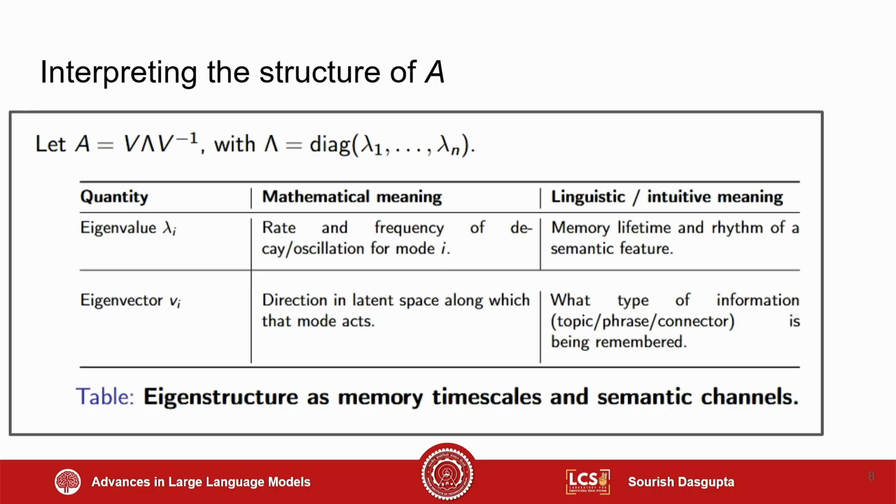So each aspect is an eigenvector, and the corresponding intensity, or how that actually evolves over time, would be the flux in the eigenvalue, right?